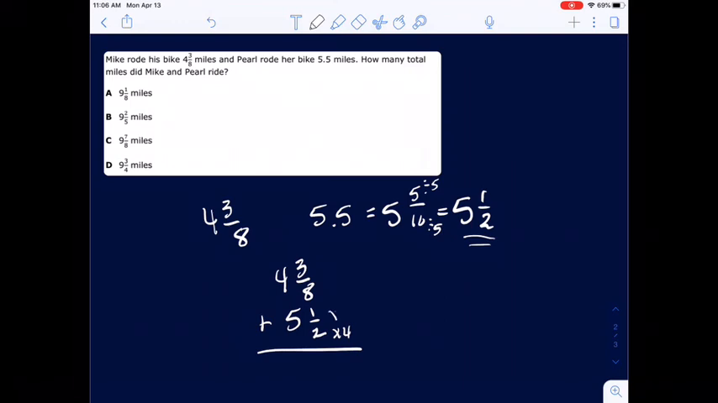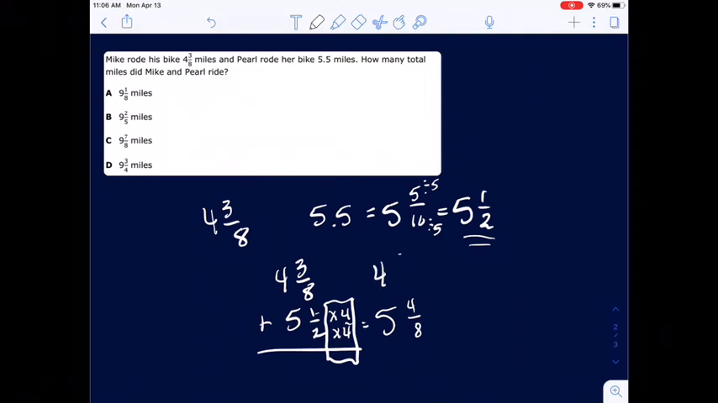So I'm going to multiply, remember, by a value of 1. This is my value of 1. And it is going to equal 5 4/8. 1 times 4 is 4, 2 times 4 is 8. So 5 1/2 equals 5 4/8.